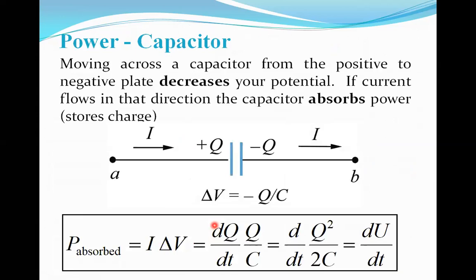And moving across a capacitor from the positive to the negative plate decreases your potential. Here it was negative to the positive, and now this is moving across the capacitor from the positive to negative plate, which decreases your potential. If current flows in that direction, the capacitor absorbs power or stores energy. That's how the energy is stored in the capacitor. And here we can say that the potential difference across these two points, del V, is equal to minus Q by C, because it is moving from the positive to the negative plate. The current is moving from positive to negative.